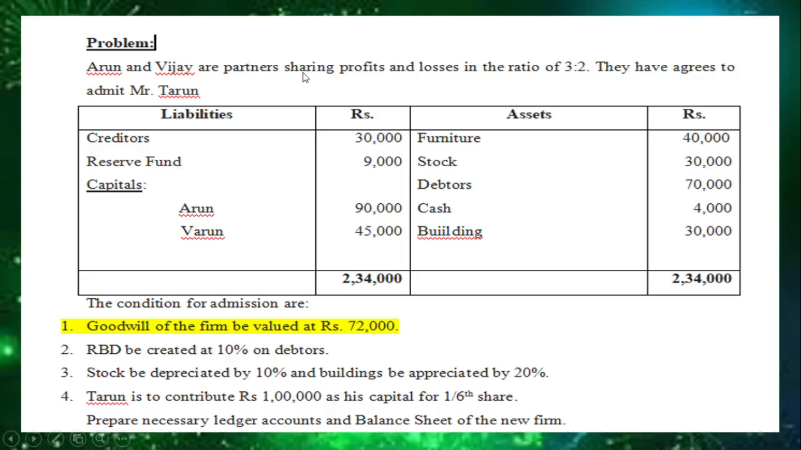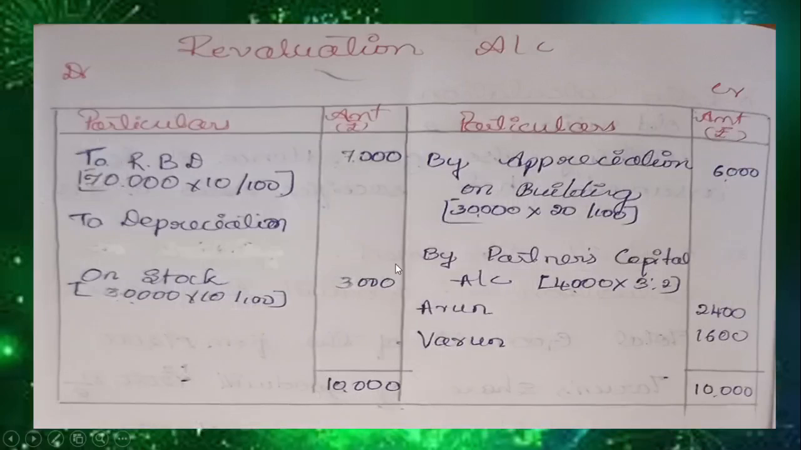Arun and Vijay are partners sharing profits and losses in the ratio of 3:2. So this represents their old ratio. They have agreed to admit Mr. Tarun into the partnership firm. They have given a balance sheet. Creditors, we have to consider in the newly constructed balance sheet. Reserve fund, we have to take this to partners' capital account. And partners' capital, again we are going to broaden this balance in partners' capital account. They have given various assets and we have to consider the respective adjustment for these assets.